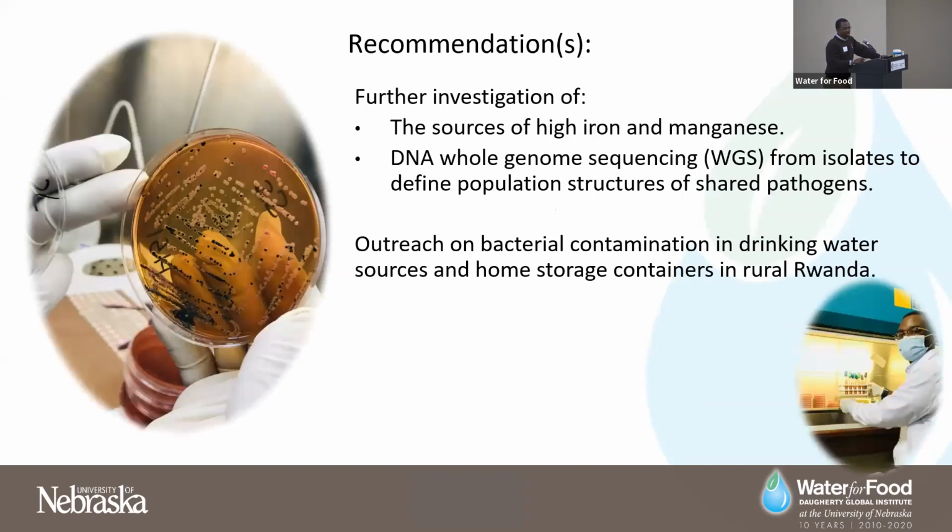Our recommendation, with the results we have at the moment, is that further investigation is required to understand exactly the sources of the high iron and manganese in the samples. We also want to do further analysis through DNA genome sequencing of the different isolates we've already got from the three sample sources, which are surface water, public taps, and households, as well as the livestock from these households we're working with.